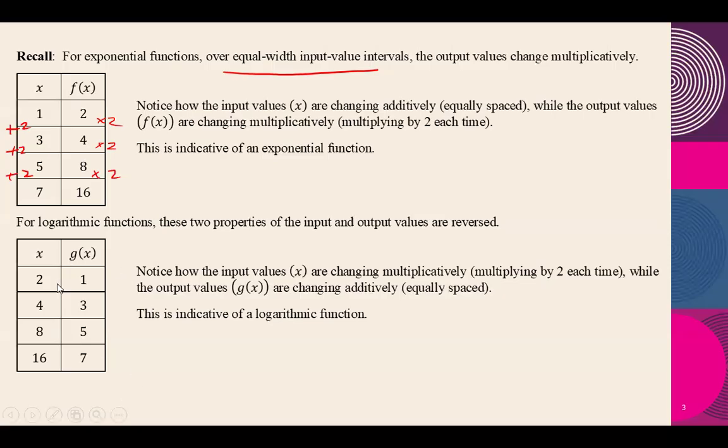Now, how do I know it represents a log model? The log model is going to be the opposite of it. For a log model, what's going to happen is that your inputs are going to have a multiplicative change. Your outputs are going to have the equal width value. So when I look here, my input is multiplying by 2, multiplying by 2, multiplying by 2. My output is where I am adding, adding, adding. That's how you can tell from a table whether you have a log or an exponential model. Do we see the difference in the patterns?